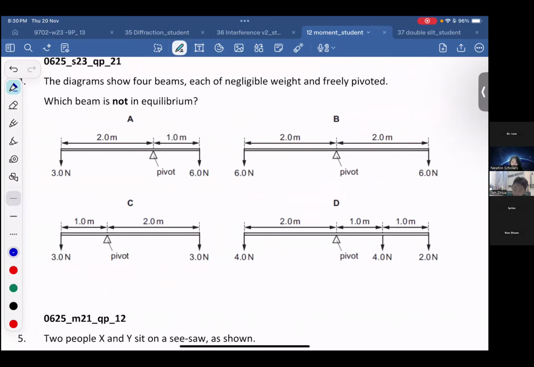Okay, the diagram, which diagram is not in equilibrium? That means that they do not follow the rules that we mentioned just now. Net force is not zero, then net moment is not zero. Like boys and girls, try it and then tell me which one is not in balance. That means it will tip to one side.